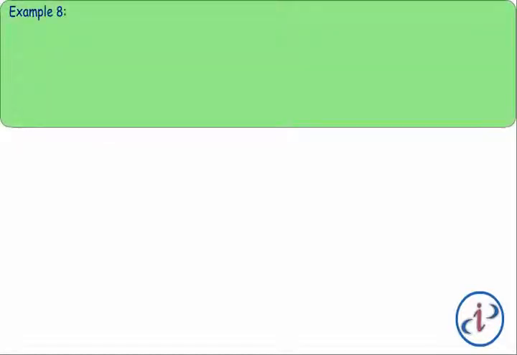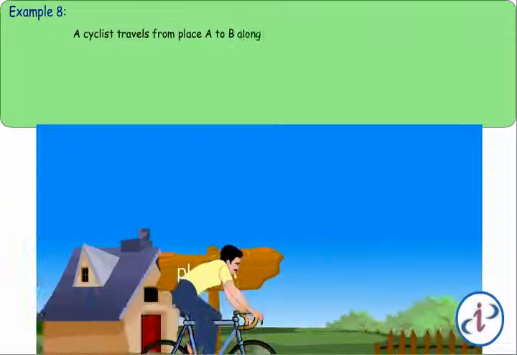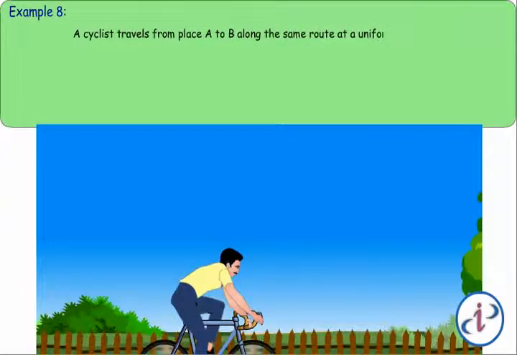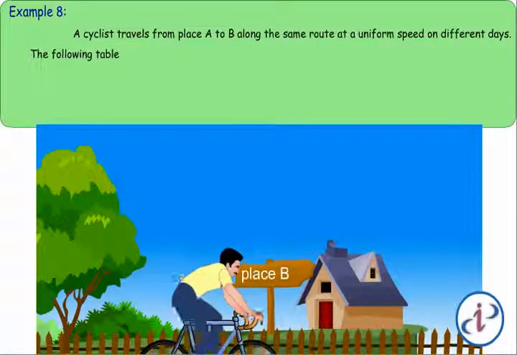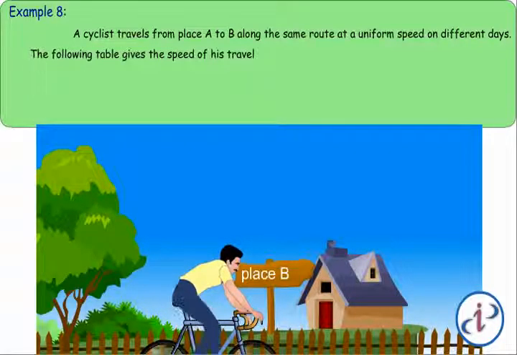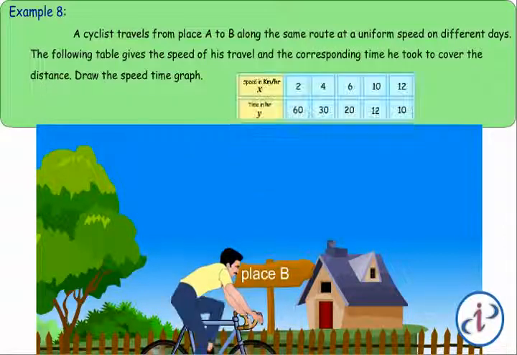Example 8. A cyclist travels from place A to B along the same route at a uniform speed on different days. The following table gives the speed of his travel and the corresponding time he took to cover the distance. Draw the speed-time graph.